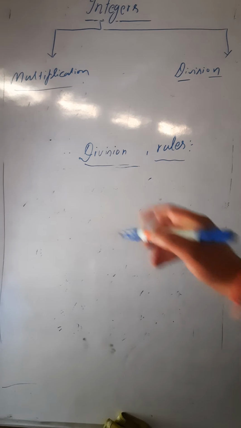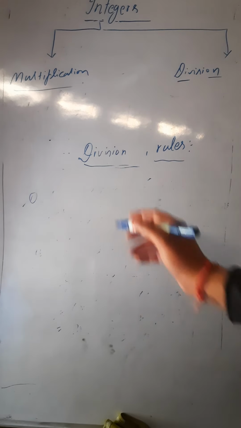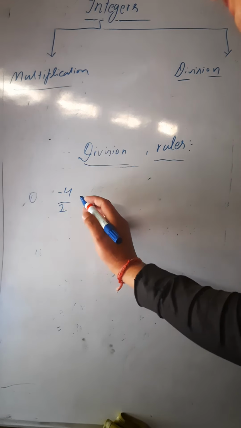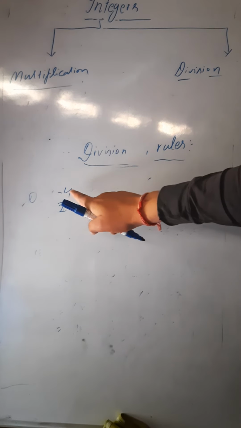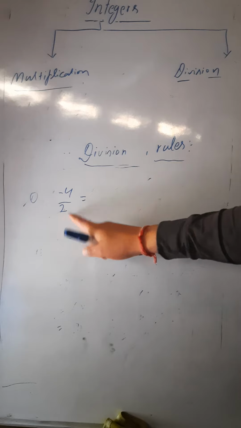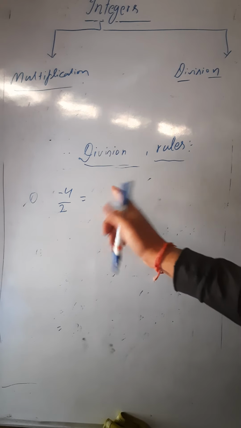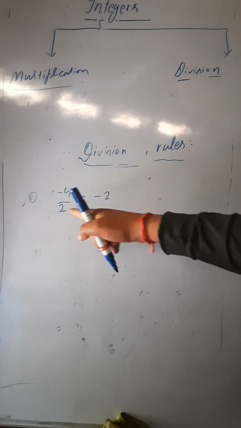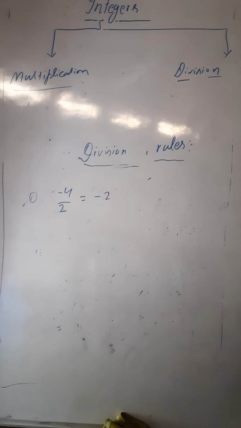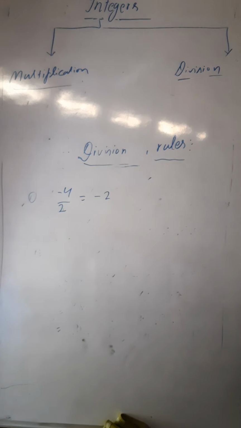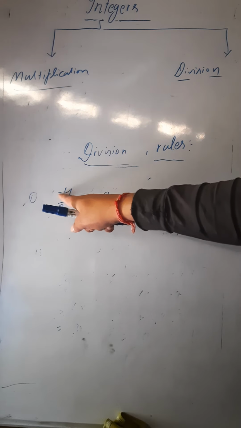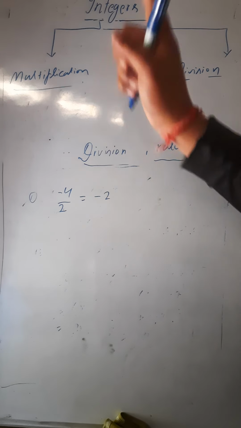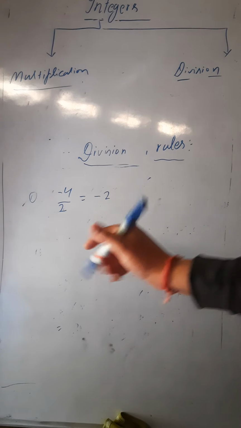Now, the first rule is, if the numerator is negative and the denominator is positive, then the sign is negative. So 2 2s are 4. So when you divide this 4 by 2, how much will it come? 2 2s are 4. 2 will come. So minus 4 by 2. Here the numerator is negative and the denominator is positive. So if this is so, the answer is negative. Are you getting this? This is the first rule.